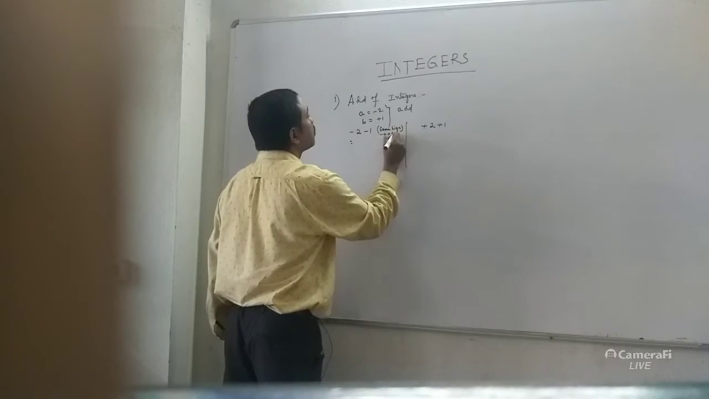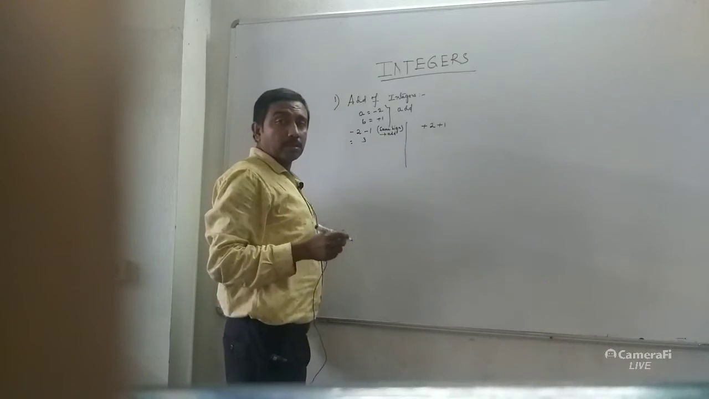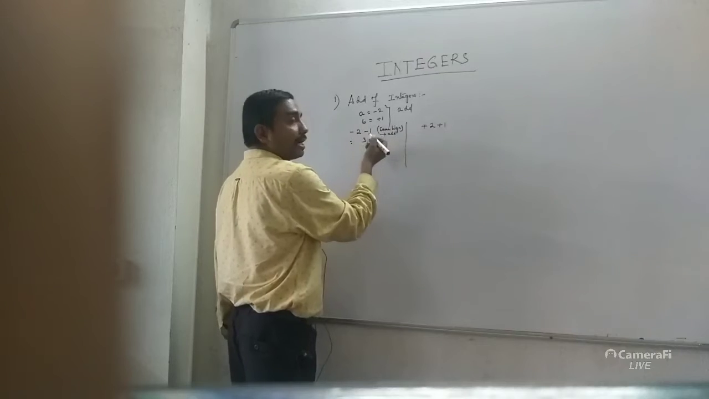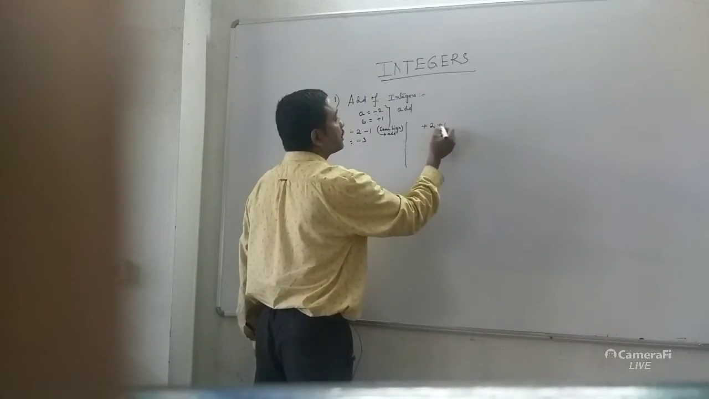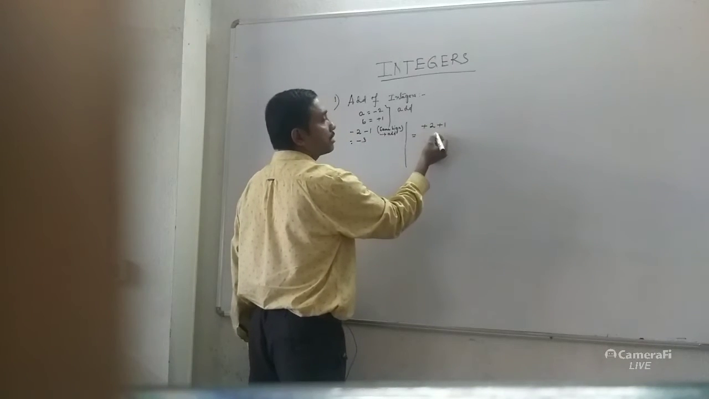This is a very important concept. So 2 plus 1, 3 comes. Now the question is, what sign comes here? Both digits have the minus sign, so you write minus. In the other case, both digits have the same sign, that is plus. Here minus sign, here plus sign.